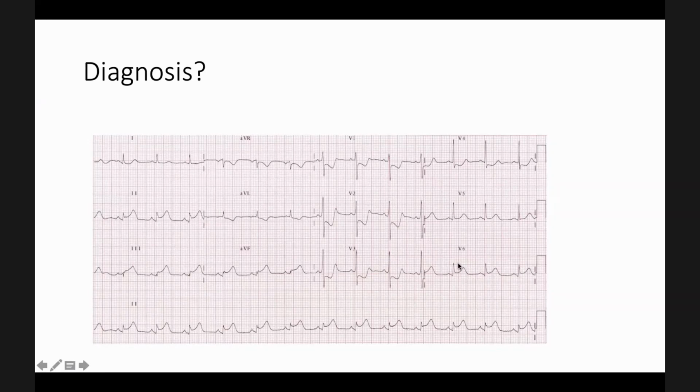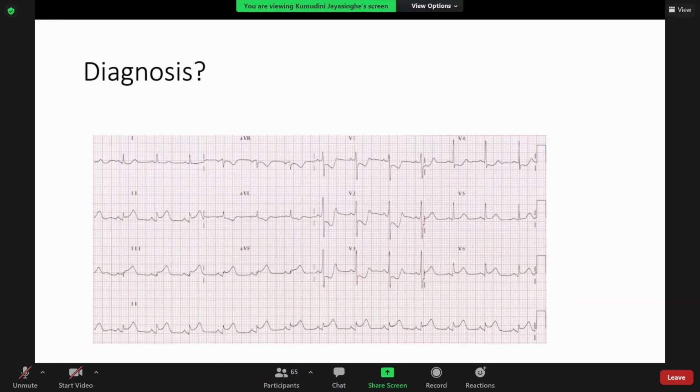Usually in the routine ECG, we don't do V7 to V9, but you can confirm it by placing those leads and taking the ECG. There will be ST elevations in V7 to V9, and the mirror image in V1 to V3 shows ST depressions. So this patient is having acute inferior as well as posterior MI. Okay?